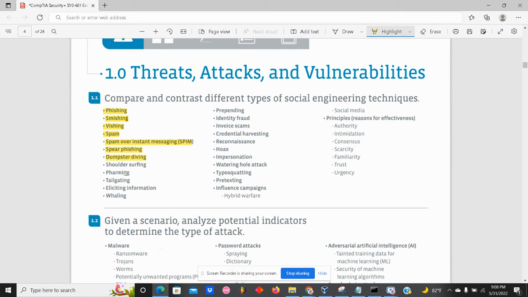The other one you need to know is dumpster diving. Dumpster diving is trying to look for confidential data inside trash. Shoulder surfing is looking over someone else's shoulder in order to gain proprietary and confidential information through someone else's screen. This is usually used for insider threats. Tailgating is following someone who already has their ID through a man trap. Eliciting information is when you try to get information out of an individual through social networking.